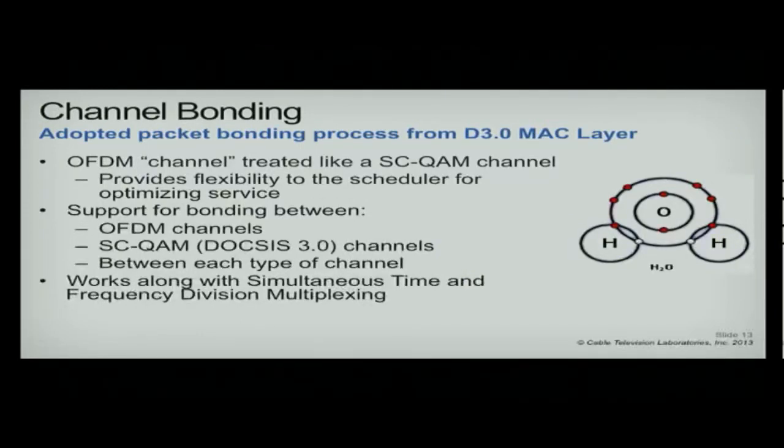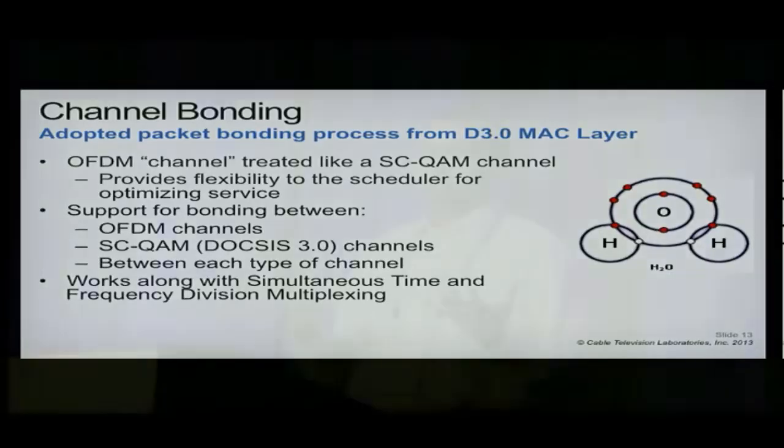Channel bonding, we talked about it a little bit already. OFDM channels are treated just like single carrier QAM channels. We'll look at some graphics later, and it'll make more sense, where 3.1 essentially says we'll support bonding between OFDM channels, bonding between single carrier QAM channels, and bonding between OFDM and single carrier QAM channels, right? So bonding between everything. At the PHY layer these channels are different, but at the MAC layer, you stripe the packets across either your single carrier QAM or OFDM channels.